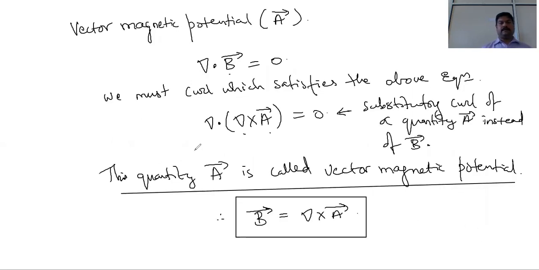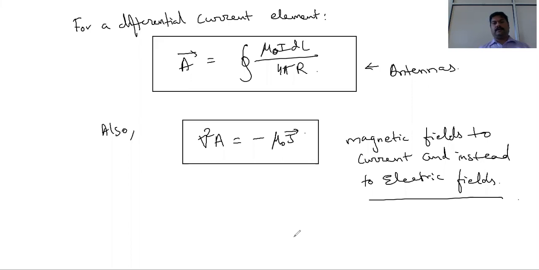So what is vector magnetic potential? It's a potential, a vector on which when you apply a curl, you get magnetic flux density B. For a small differential element, A can be arrived at like this, and a Laplacian will get you the current density J. Instead, you can connect that to electric fields.